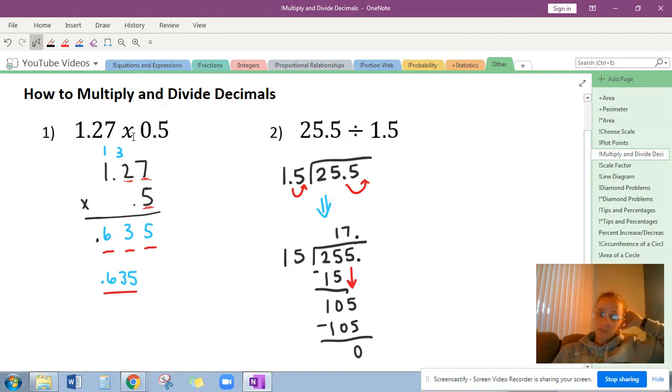So with multiplying decimals, I just need to make sure in my answer that I adjust where the decimal goes based on the original numbers. And then for dividing, I just need to make sure if there's a decimal in the outside number here, that I have to get rid of it. And that's about it.